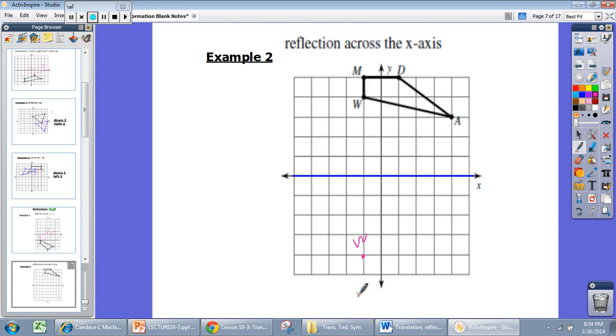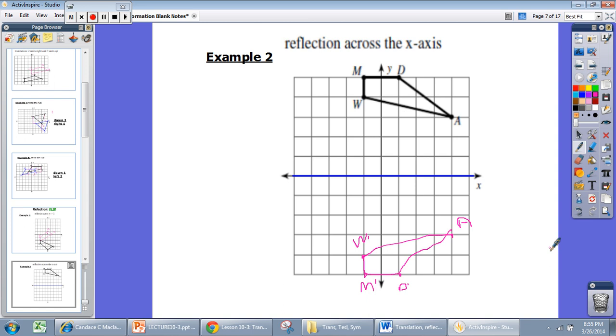M is going to be 1 more away than that. So M is going to go down here. Oh, don't forget to write your primes. I forgot for my W. So write your prime for your W. D is going to be right here. And then A is 3 away, so 1, 2, 3 away is A. Okay, let's make that shape. It kind of looks like an Aladdin genie in a bottle thing.